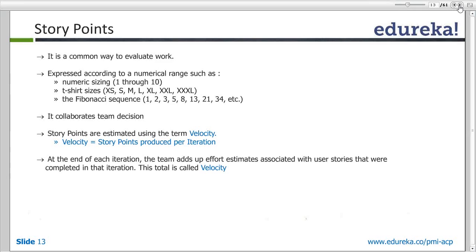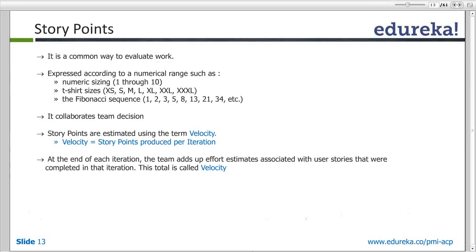Right? If I thought I would complete 10 and then I could not even complete 10, I just picked up 5. So in my next iteration, I would not pick up 10. I would try to pick up only 5. Save some time, then only I'll pick up the next story, and depending upon the time saved. So this is how velocity helps you.